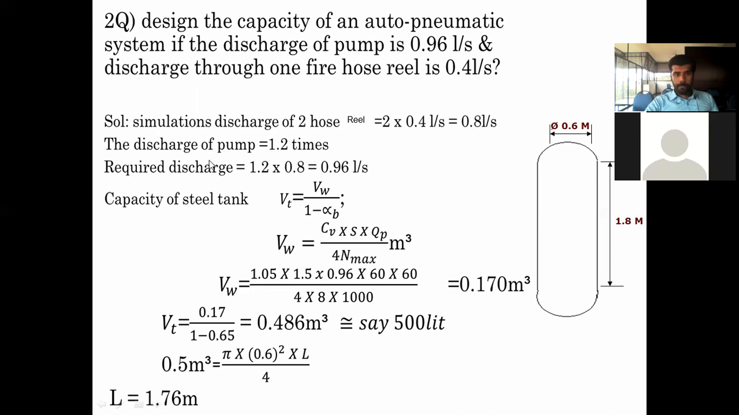Now, the required discharge is 1.2 into 0.8, which is equal to 0.96 liter per second. Okay, so this is just for our general idea only. Now we can come to our solution.